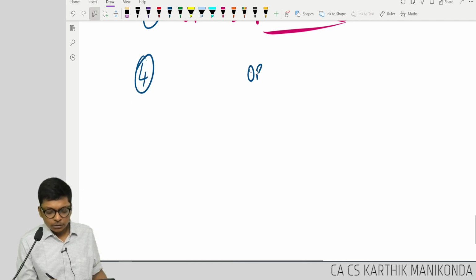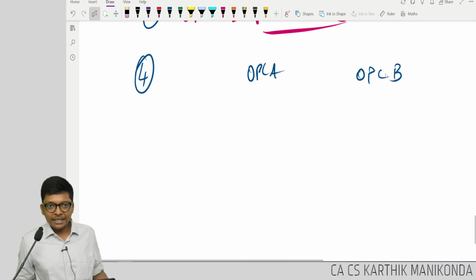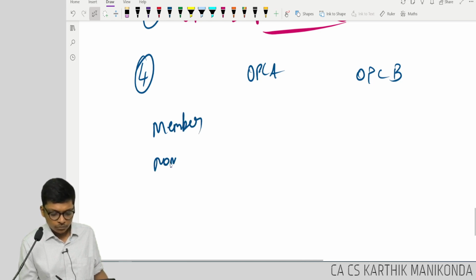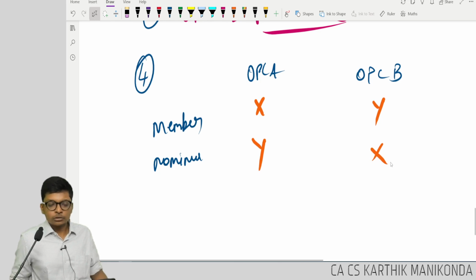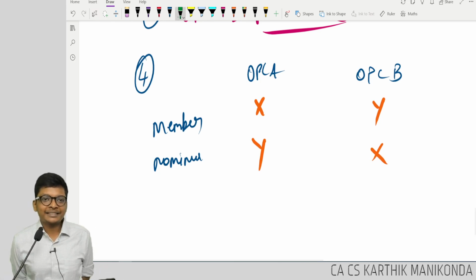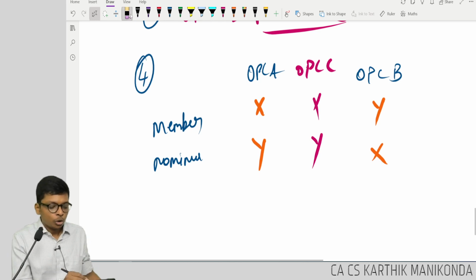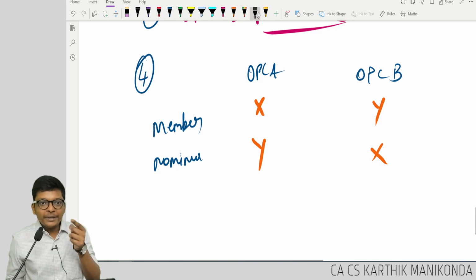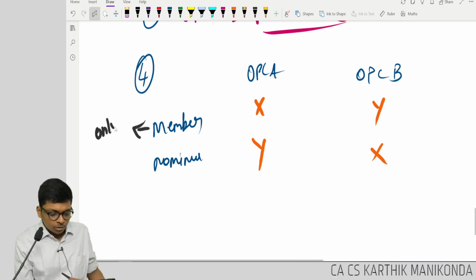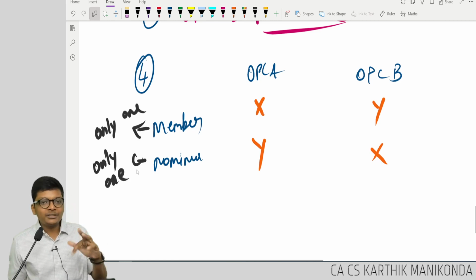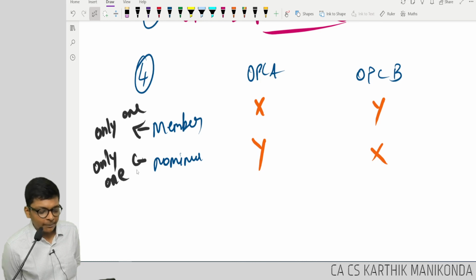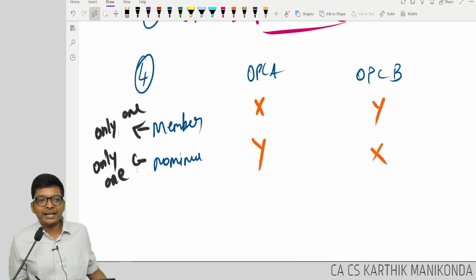Imagine we have two OPCs. OPC A, OPC B. X is the member here, Y is the nominee here. Y is the member here, X is the nominee here. Is it possible, guys? Now I will have OPC C. Can I have X and Y again? No. So, what is the conclusion? An individual can be a member of only one OPC, and a nominee also of only one OPC. But both are possible. A member can be a member of one OPC and a nominee of another OPC. Are you following, guys?